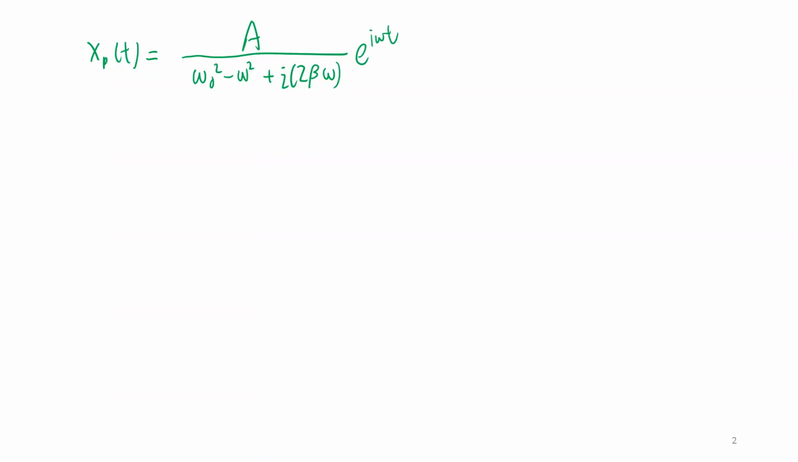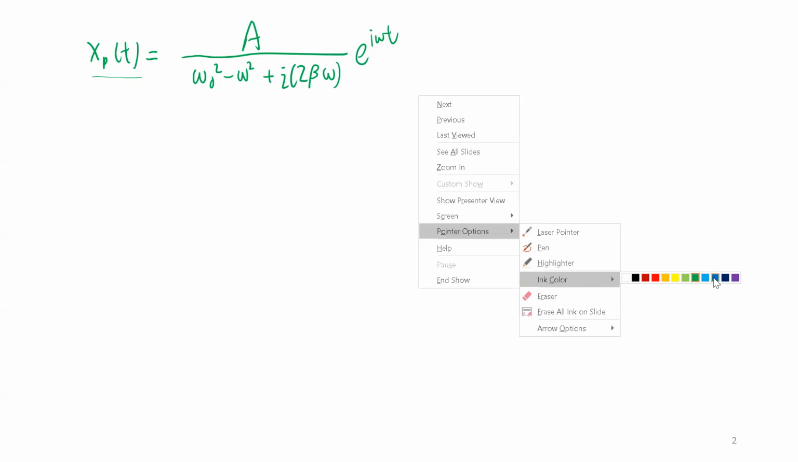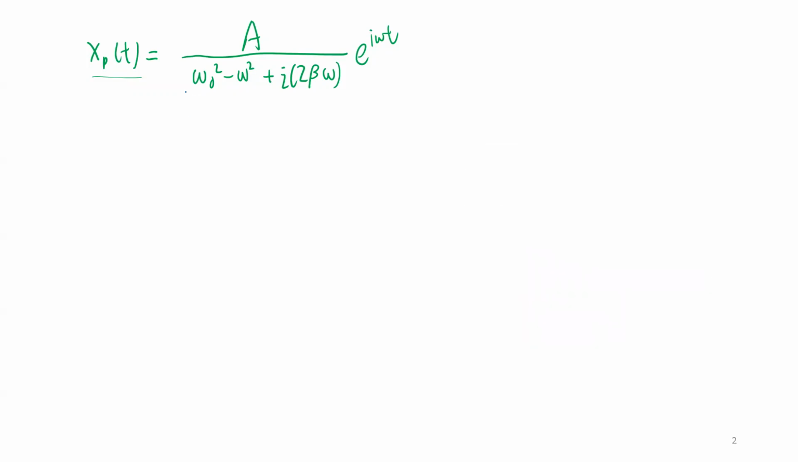So now what do you need to do? You simply need to take the real part of this particular solution and you are done. But how do I take the real part of this solution? You need a little bit of work, because this one itself is a complex number and this one also is a complex number. So what I'm going to do is convert this prefactor also into an exponential form.